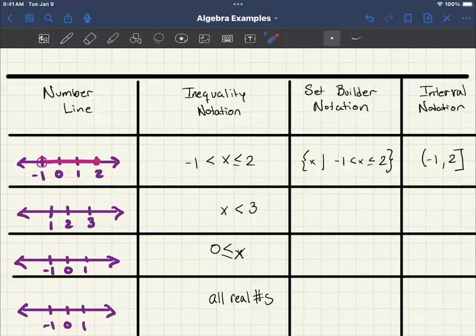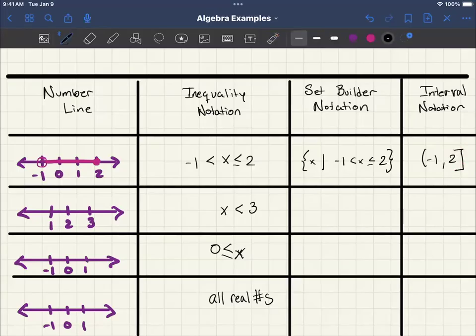Our interval notation, the one that we're used to, has our numbers -1 and 2. Now, since we do not include -1, we have the open parenthesis, or the curvy parenthesis, next to the -1. Since we are including 2, we have the square bracket on the right-hand side. All right, let's look at our next example here.